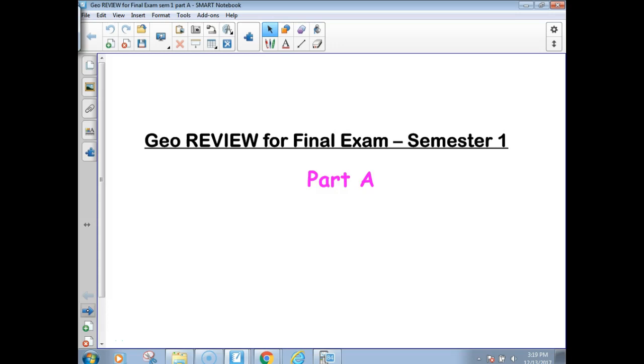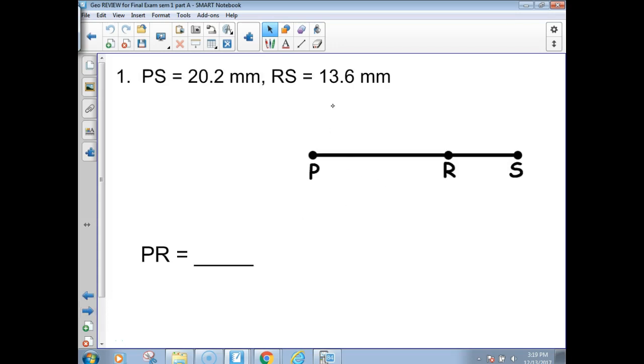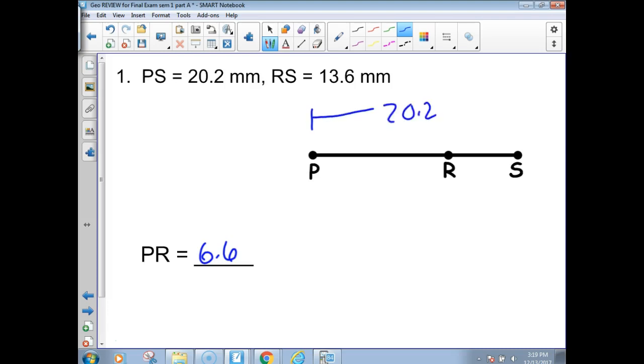Okay, this is review part A. I'm going to get going on the first page here. P.S. Everybody, you should have had 6.6. Do we have any questions about that one? This is from 20.2 to here, and this one's 13.6, so you needed to subtract. Yep, I'm going to write down how. Okay, are we good with number 1 then?